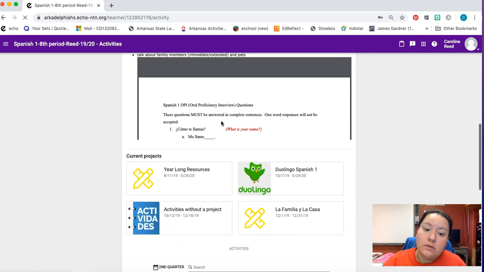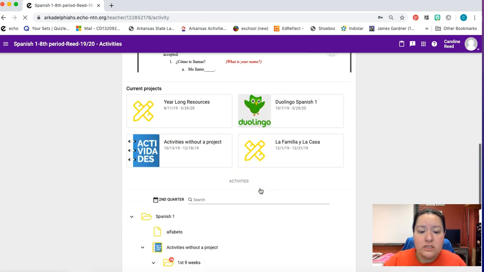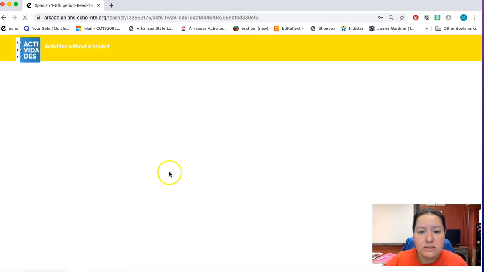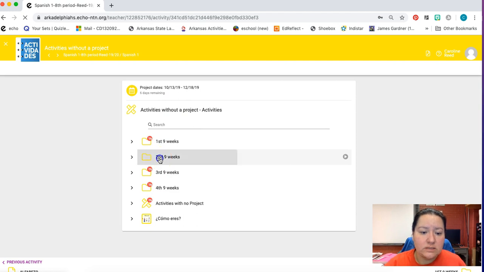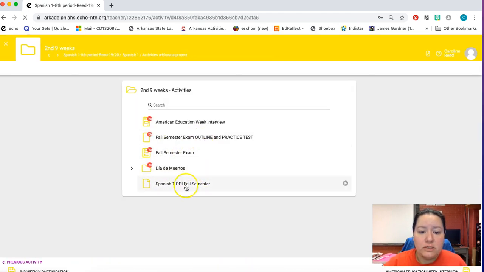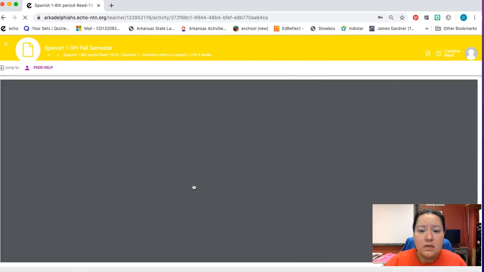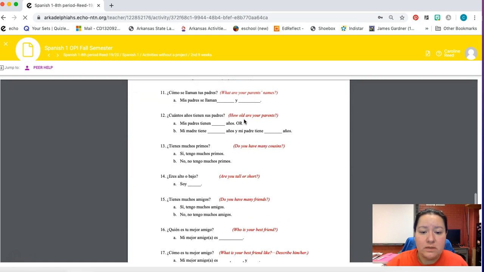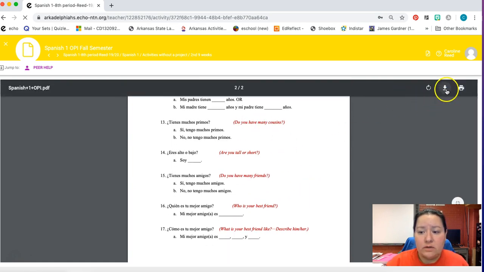If that doesn't work for you, then you could also come down underneath the agendas and go to where it says activities without a project. Okay, and it just says activities right here in blue. So if we click on that and then go to second 9 weeks, you will notice that it's a Spanish 1 OPI fall semester. And so that's where you will come across this. One of the best things to do would probably be to go over here and download this document and save it to your computer.